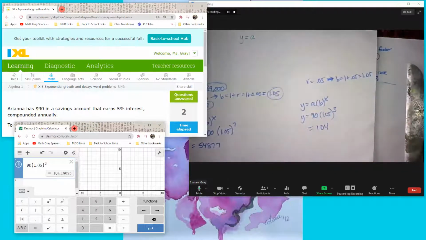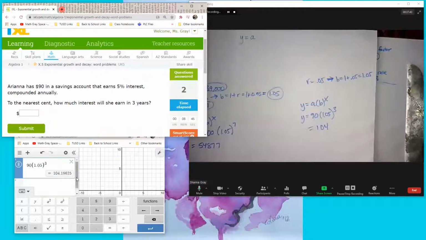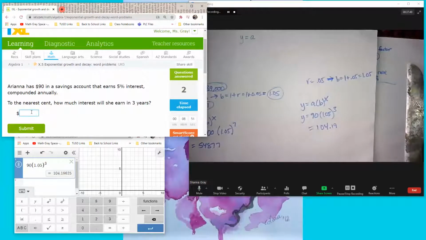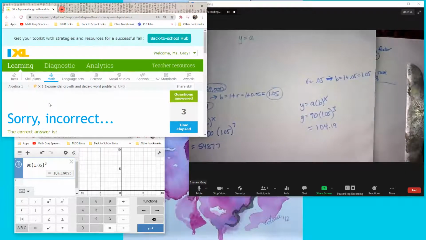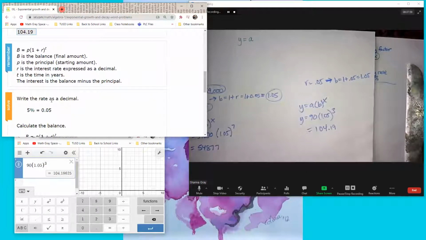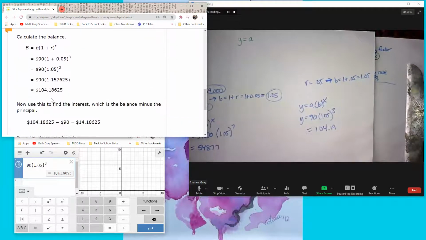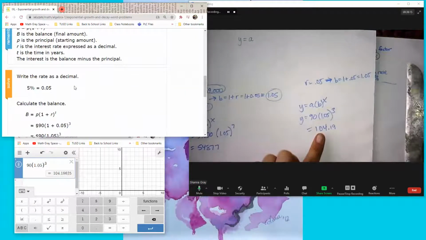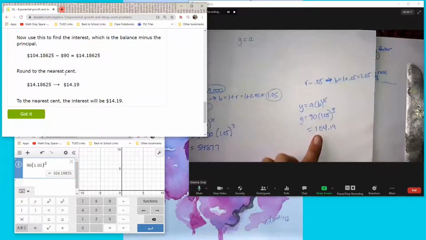$104.19 to the nearest cent. So make sure you're reading the instructions. Oh, duh, Miss Gray. This is the amount she had in the account, but it's not the amount of interest. So again, make sure you read the question carefully.